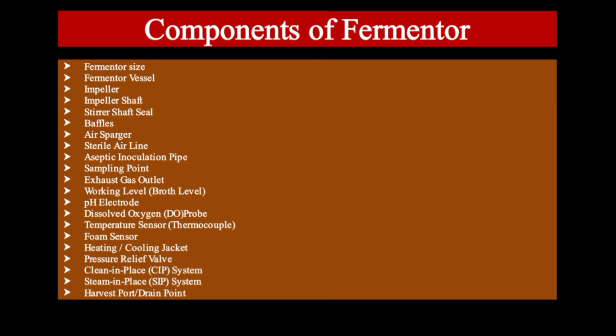First, what are all the components present in the fermentor? Fermentor size, fermentor vessel, impeller, impeller shaft, stirrer shaft seal, baffles, air sparger, sterile air line, aseptic inoculation pipe, sampling point, exhaust gas outlet, working level that is broth level, pH electrode, dissolved oxygen that is DO probe, temperature sensors that is thermocouple, foam sensor, heating and cooling jacket, pressure relief valve, clean in place that is CIP system, steam in place that is SIP system, harvesting port that is drain point.